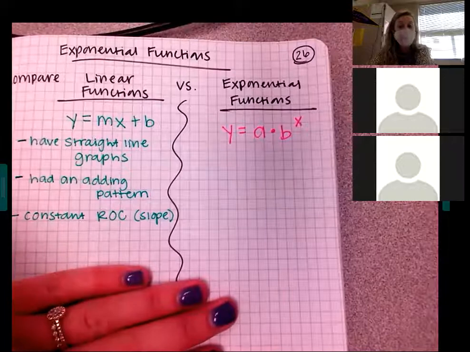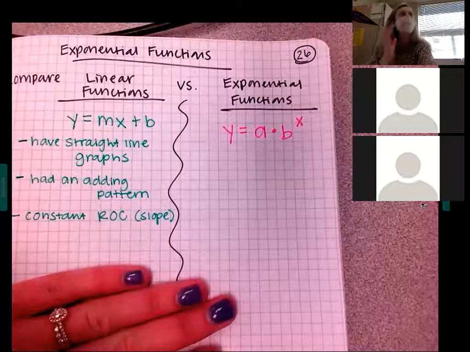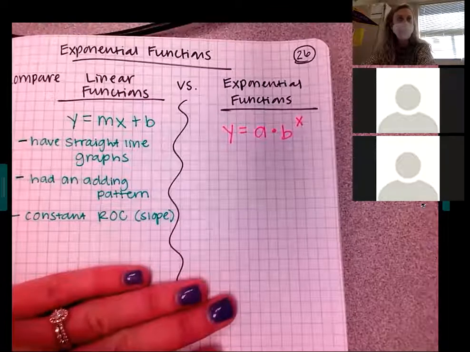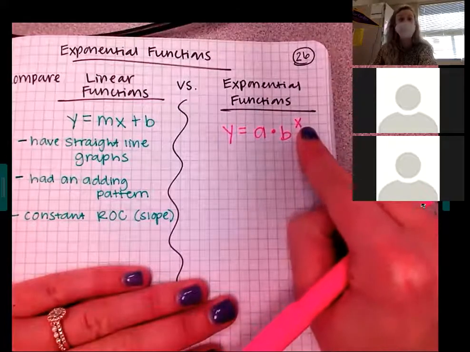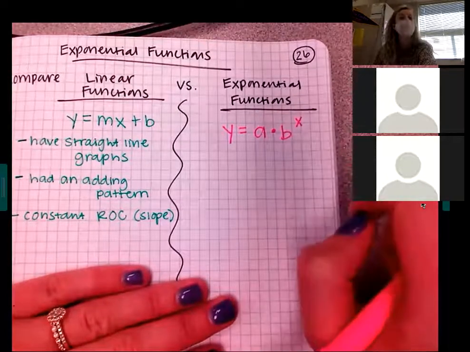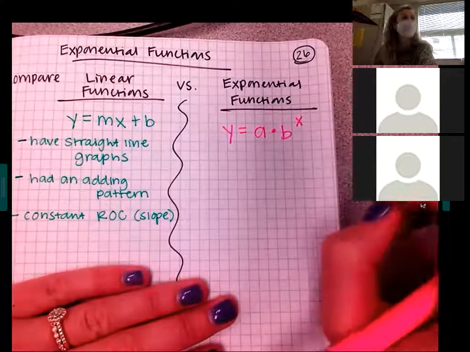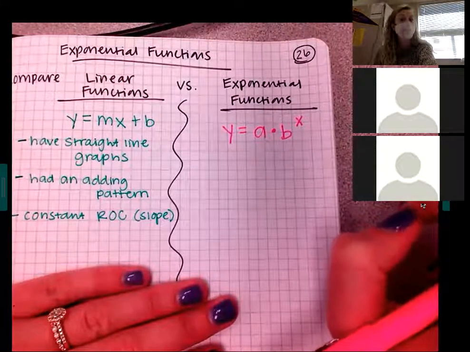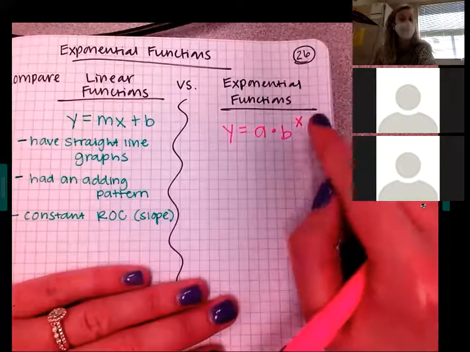Now let's go ahead and talk about this. The x is in the exponent. That is why it's called exponential. In an exponential function, the x is the exponent. It's brand new. You've probably never seen this before. The exponent will always be the x. So whatever value they tell you to put in for x, that's where it'll go.